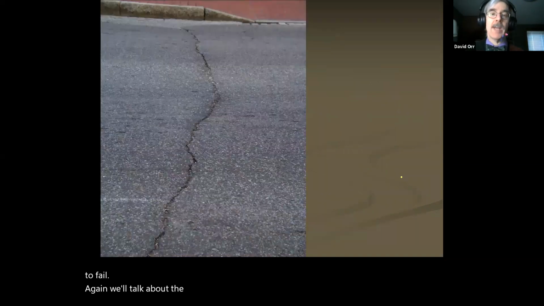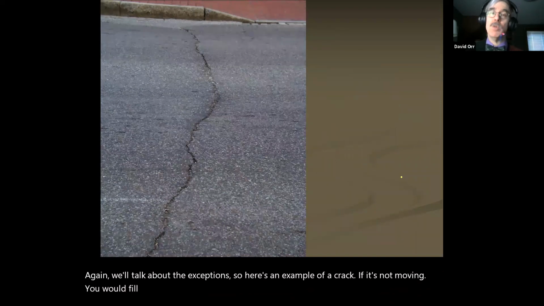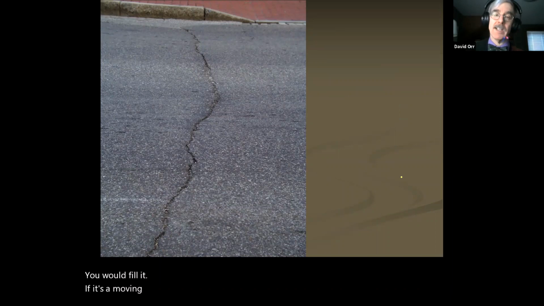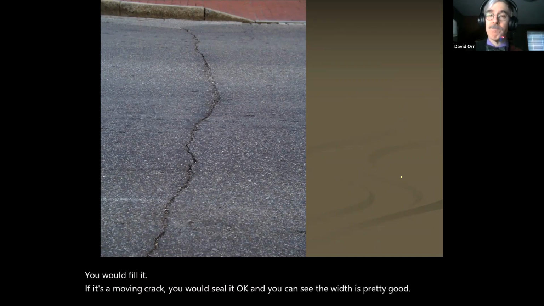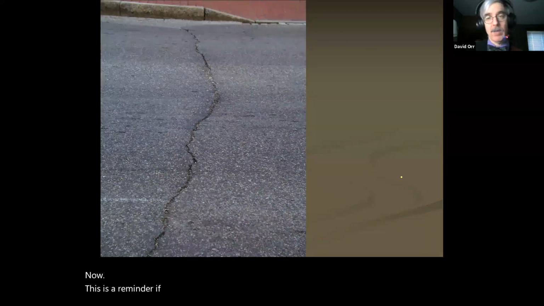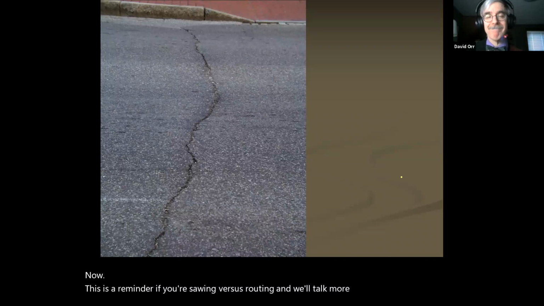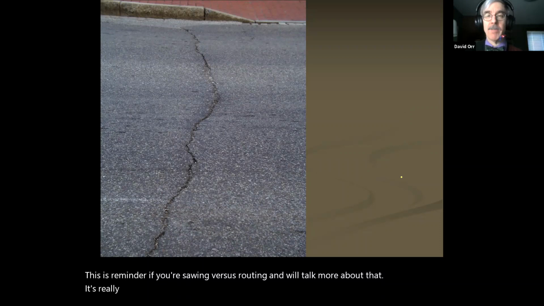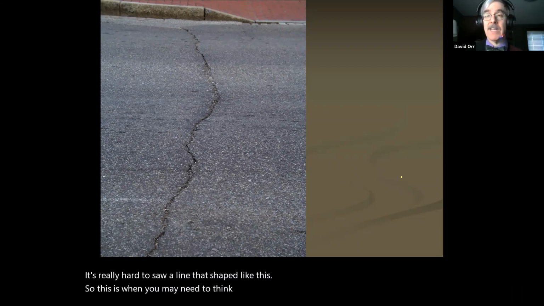So here's an example of a crack. If it's not moving, you would fill it. If it's a moving crack, you would seal it. Okay, and you can see the width is pretty good. Now this is a reminder, if you're sawing versus routing, and we'll talk more about that, it's really hard to saw a line that's shaped like this one. So this is when you may need to think about routing it out if it's a working or sealed crack.